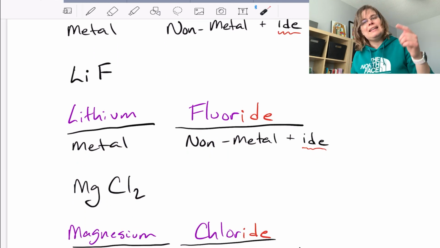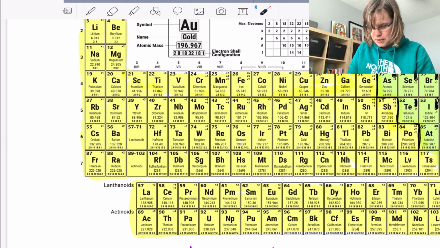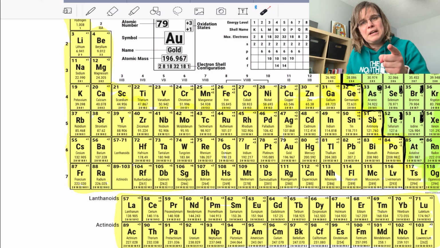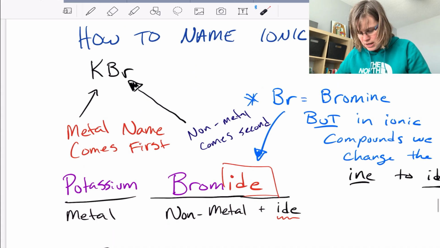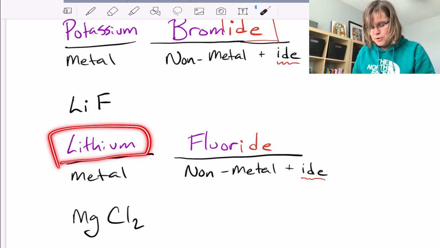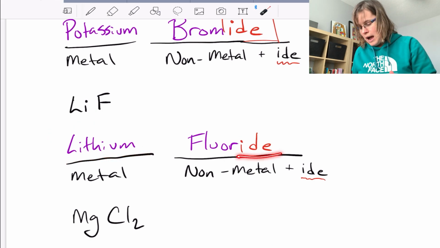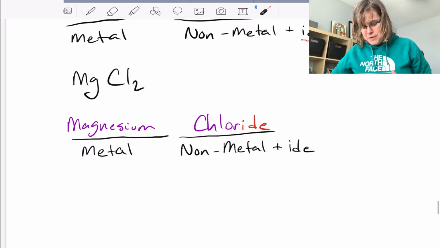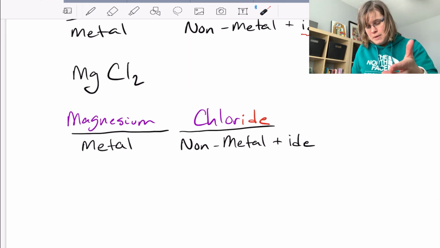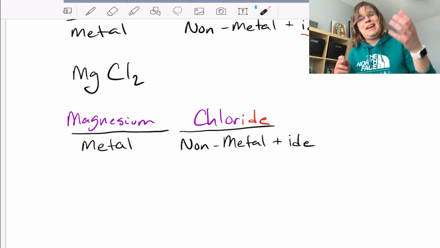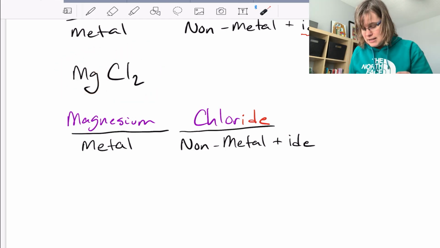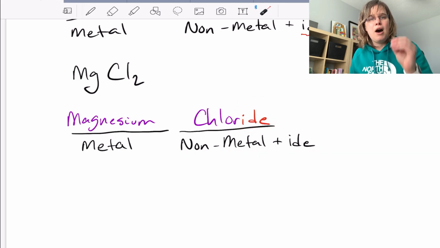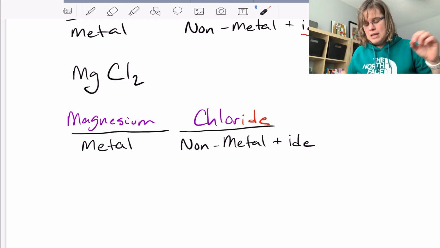So let's look at this one. Lithium happens to be on this side of the periodic table, and fluorine happens to be way over here. Now we know we can't say lithium fluorine because INE isn't acceptable. So lithium gets to stay its full name, the metal doesn't change, and then fluoride, IDE. Easy peasy, lemon squeezy. That's all you've got to know for this sort of stuff. This one, magnesium, Mg, chlorine, well, we can't say magnesium chlorine, we can only say magnesium chloride, non-metal plus ide. That's how you name ionic compounds. You change the INE of the non-metal to be ide.